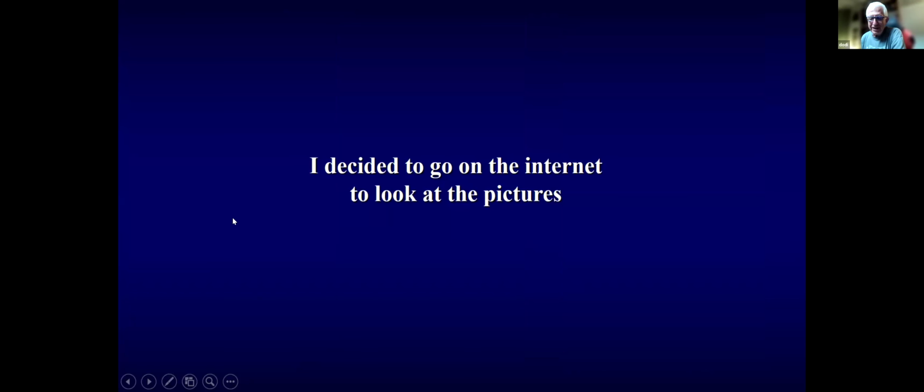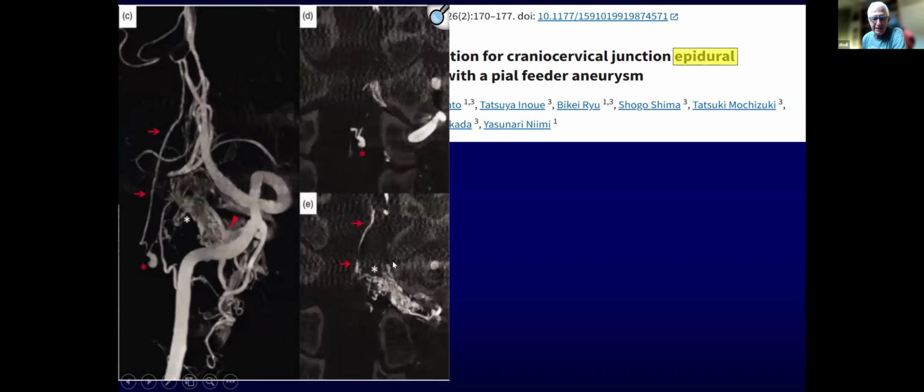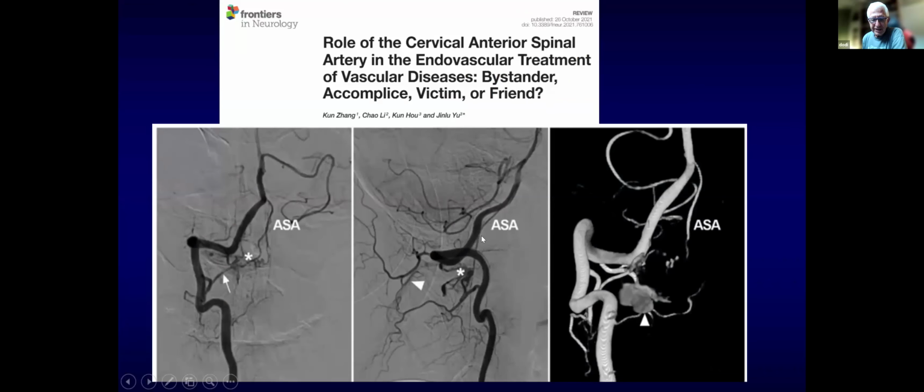So I decided to go on the internet because I like to look at the pictures, and I found quite a number of cases very similar to this, and this was called epidural arteriovenous fistula. And look at this. Again, you see the anterior spinal artery going to the same place, joining a fistula, let's say epidural.